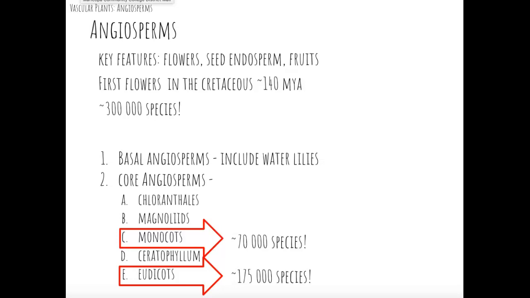There are a couple different types of angiosperms. There are the basal angiosperms, which include things like water lilies, and then there are what we call the core angiosperms. Within the core angiosperms, we're going to talk about the two most speciose groups, which are the monocots, which have about 70,000 species, and the eudicots, which have about 175,000 species.